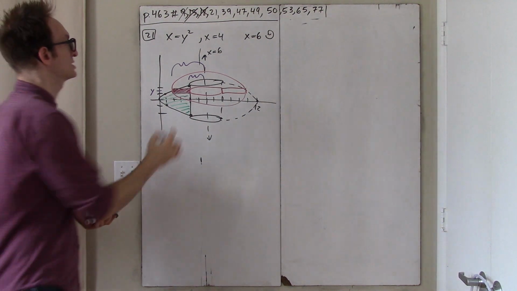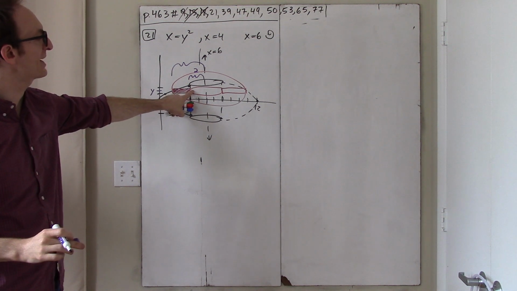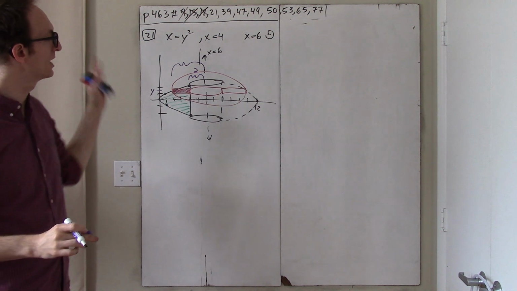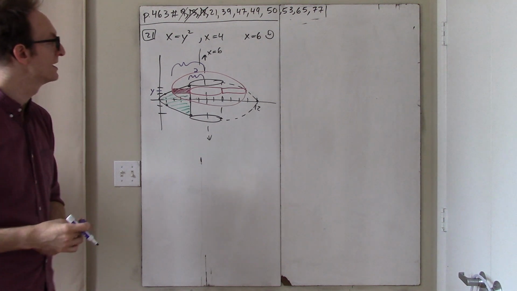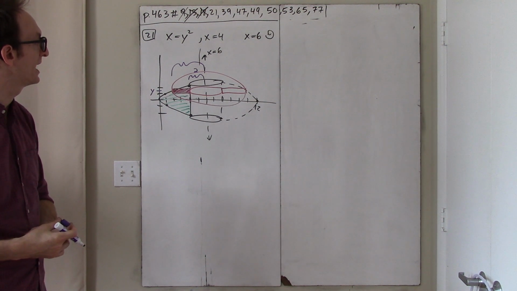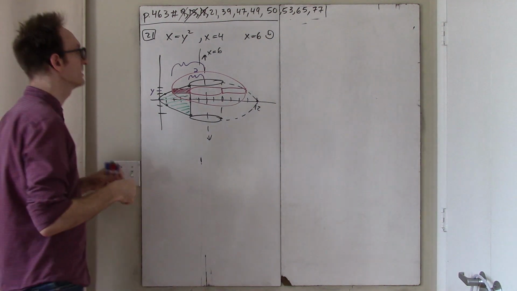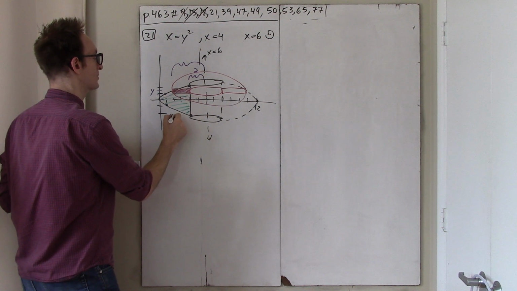Well, the inner radius is just always 2, because the right edge of the representative rectangle is always at x equals 4, so it's always 2 away from the axis of rotation. But the outer radius is more complicated. And this is the curve x equals y squared, after all.